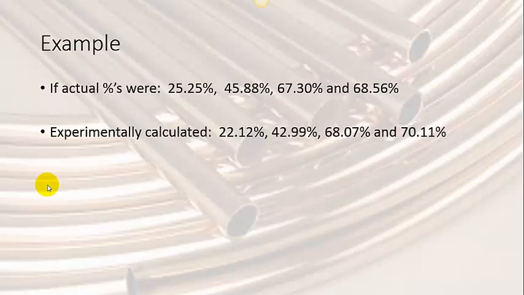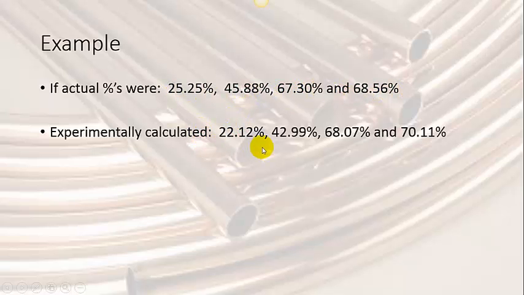So for example, when you do this calculation, perhaps you would get something like 25, 45, 67, and 68% mass for 4 compounds. And let's say you experimentally calculate, and I'm going to go into how we're getting those numbers, don't worry about it, how we're going to experimentally calculate these numbers. But let's just say we came to numbers like 22, 42, 68, and 70. Okay, so this is what we experimentally calculated. This is what we're comparing to. Okay, these are our knowns.